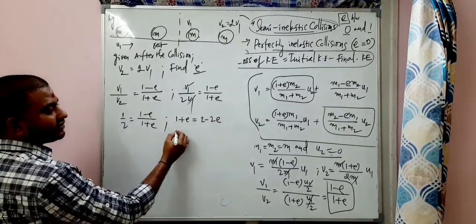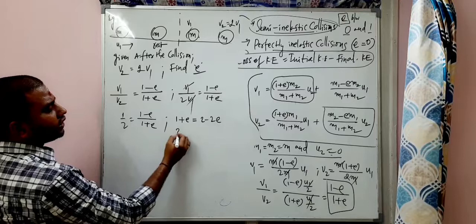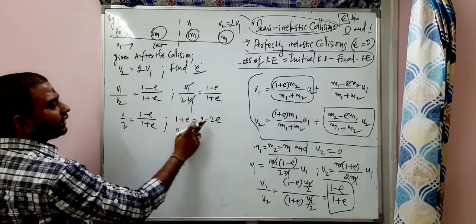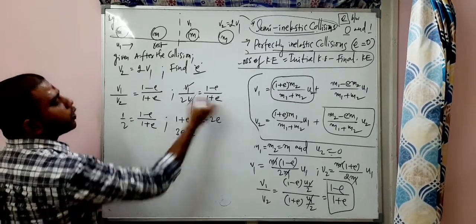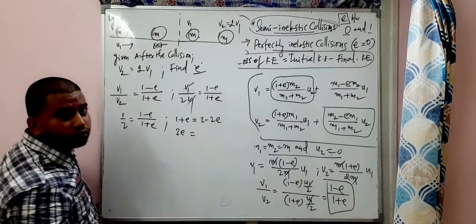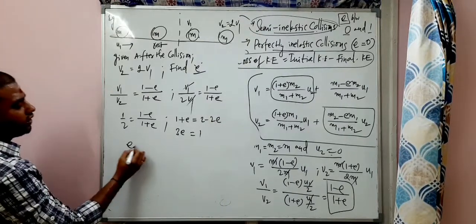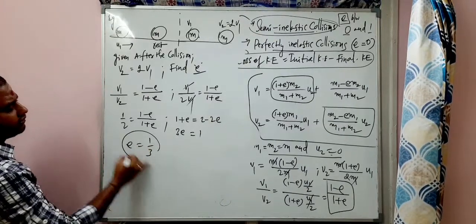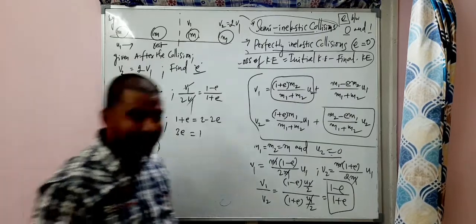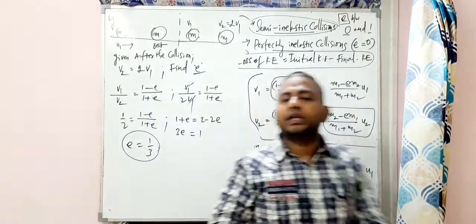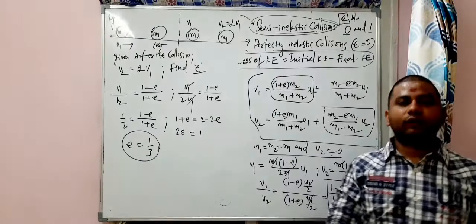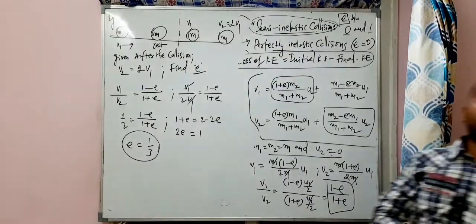Okay, and this is e plus 2e, that's 3e, and 2 stays as it is. This 1 comes to the other side, so it will be 2 minus 1, and that's 1. So e is equal to 1 by 3. Is it between 0 and 1? Is the value lying between 0 and 1?